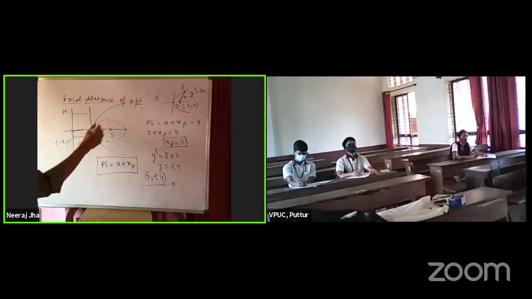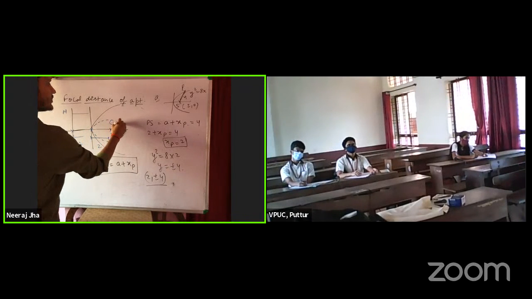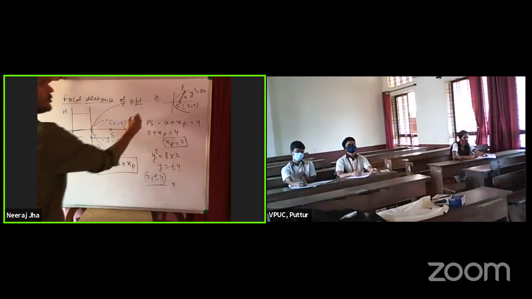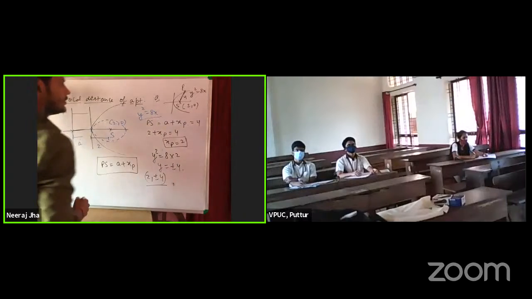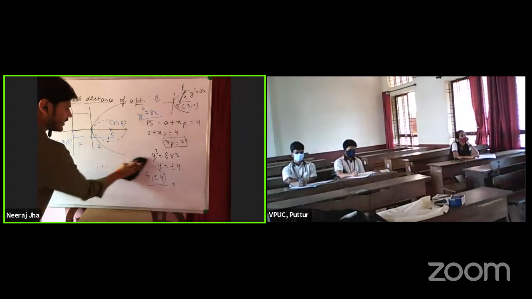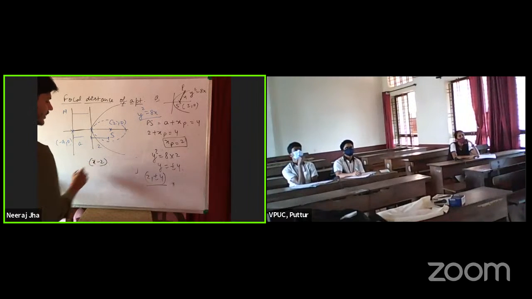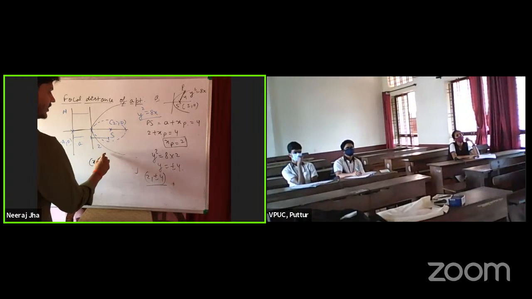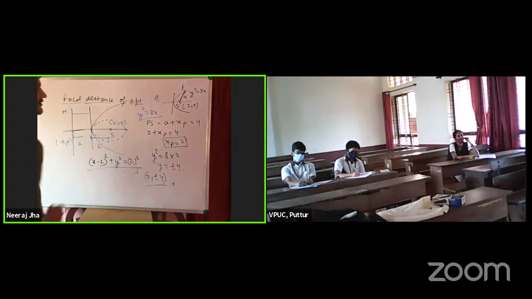So hence what will happen? This distance will be 2, because the focus is 2 comma 0, as y square is equal to 8x is the equation of the parabola. Hence the center is 2 comma 0, and we have got the radius of the circle. Now I can easily write the equation of this circle: x minus 2 square plus y square is equal to 2 square. This is our circle now.